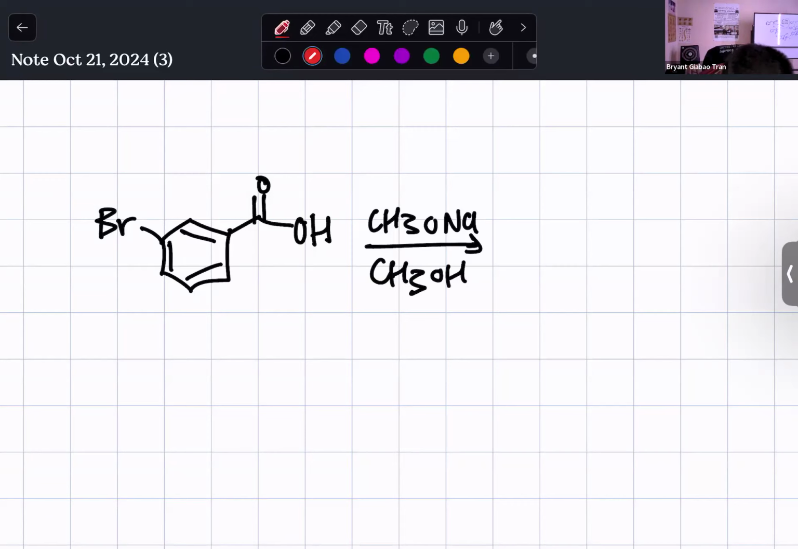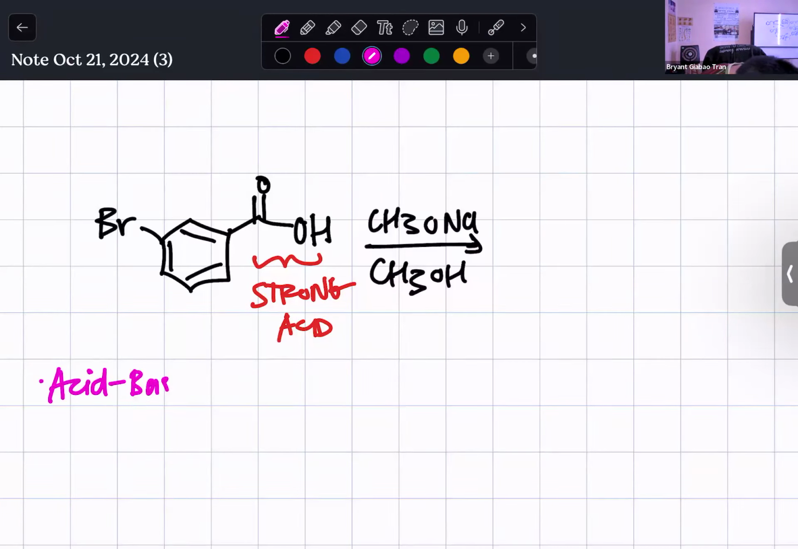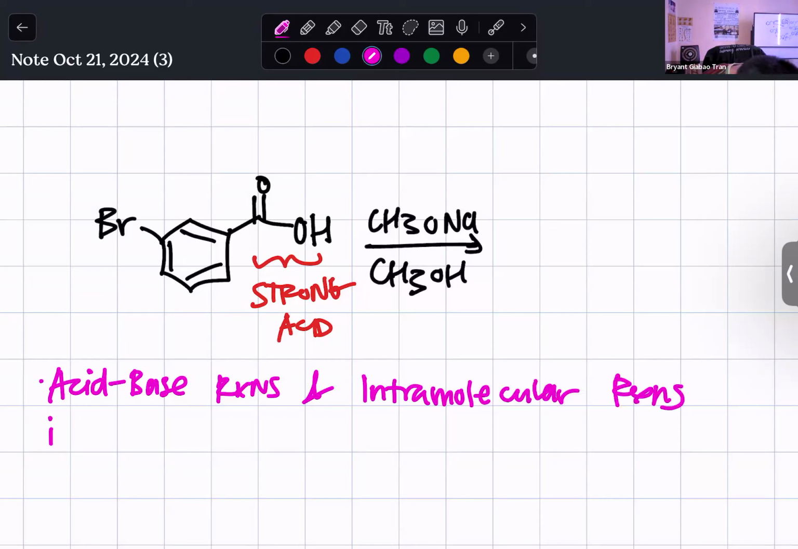This carboxylic acid right here is a strong acid, and when it's introduced to some sort of base like CH3ONa or an amine, the first thing that happens is an acid-base reaction, because acid-base reactions and intramolecular reactions are the fastest reactions that we have, right?